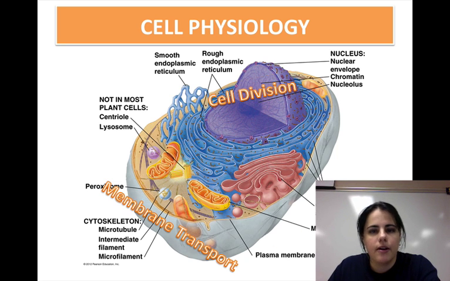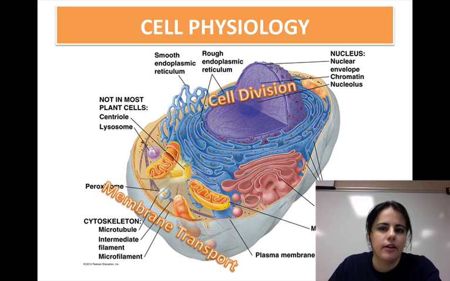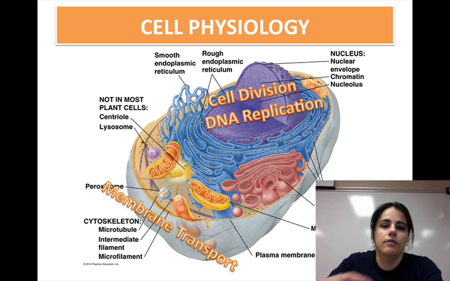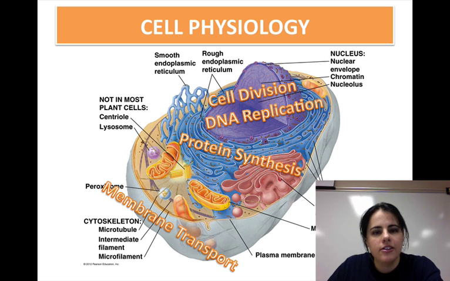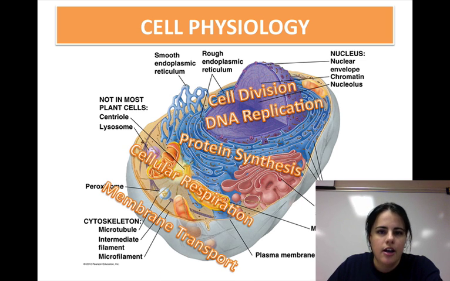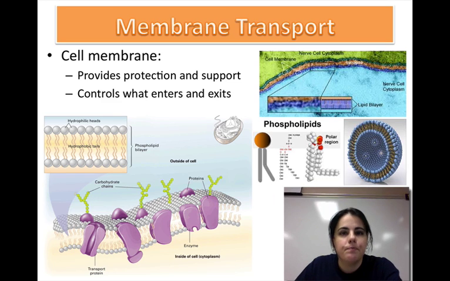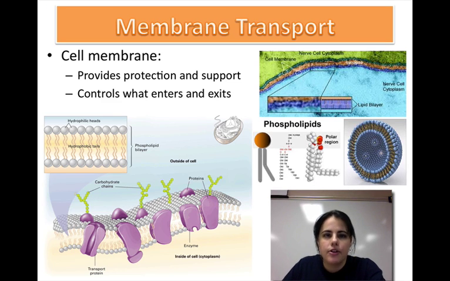The next one I want to talk about is cell division, like mitosis and meiosis, which happens involving the nucleus, as does DNA replication. And we're going to talk about protein synthesis, and I also want to talk about a process called cellular respiration. So let's go through these one at a time. The first one is membrane transport, which obviously involves the cell membrane.